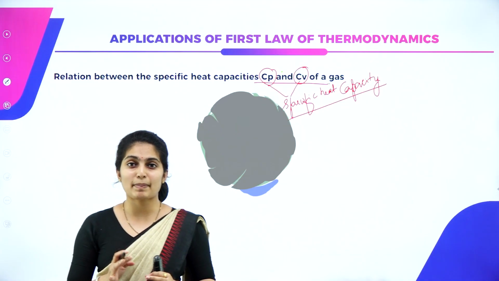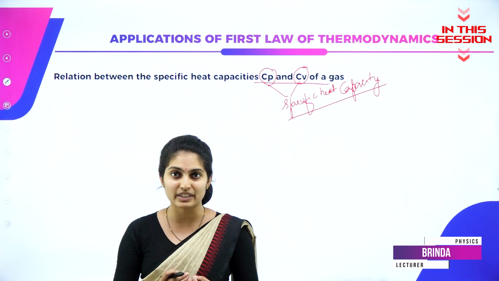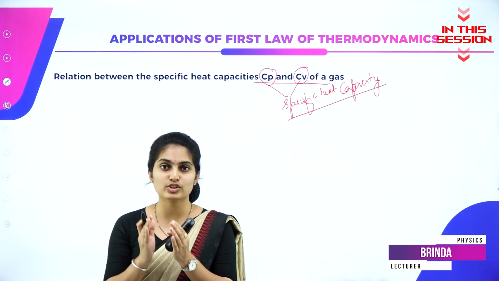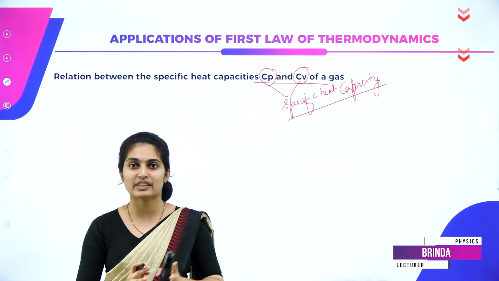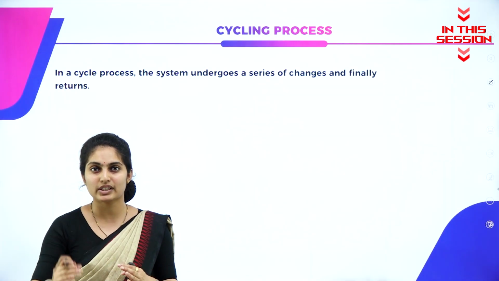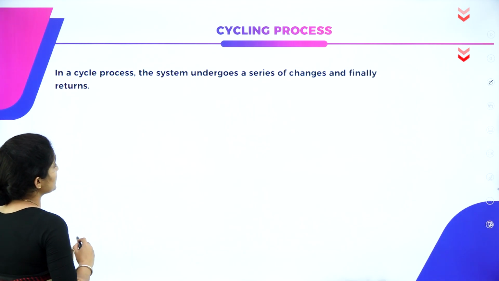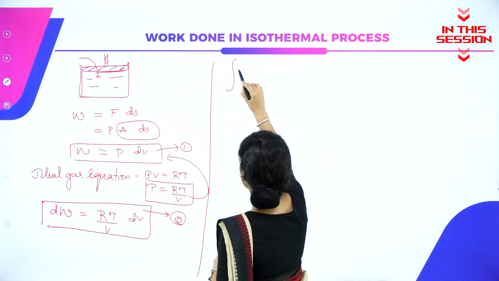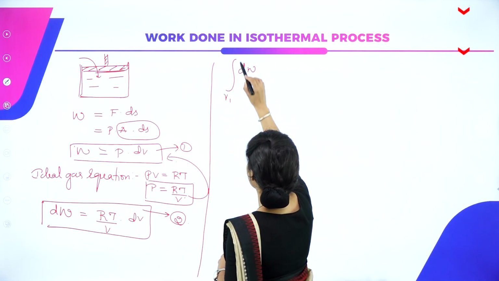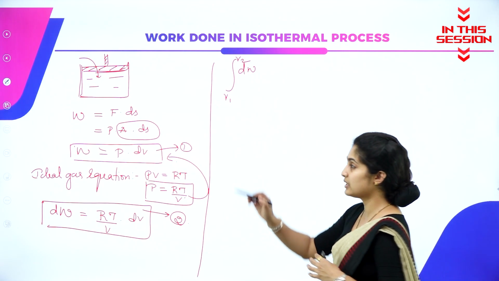The specific heat capacity of a gas is the amount of heat required to raise the temperature of 1 mole of a gas by 1 Kelvin. The repetition of a cycle, that is a procedure after a certain interval of time, is called a cyclical process. Then we will have to integrate from volume V1 to V2. We'll have to integrate the changes taking place in the work done.